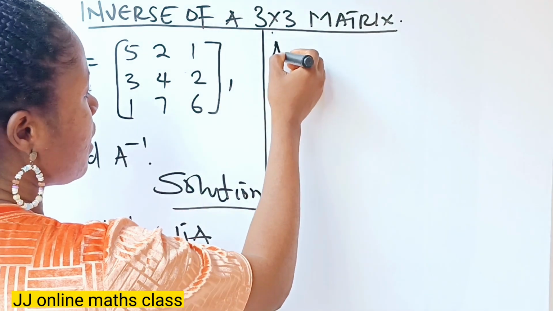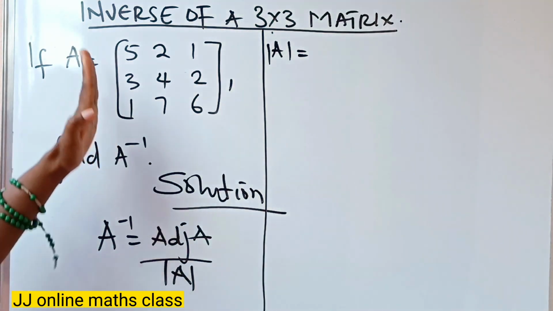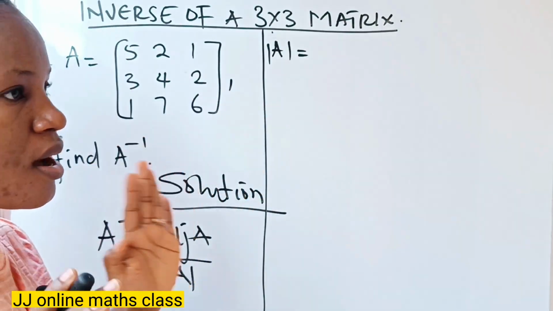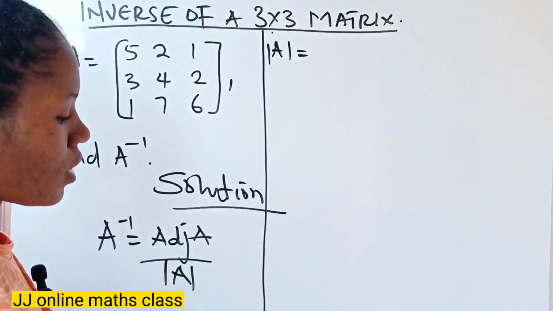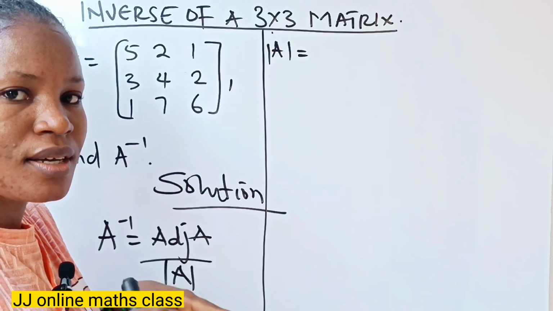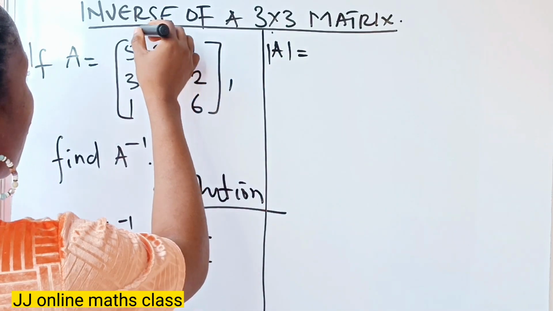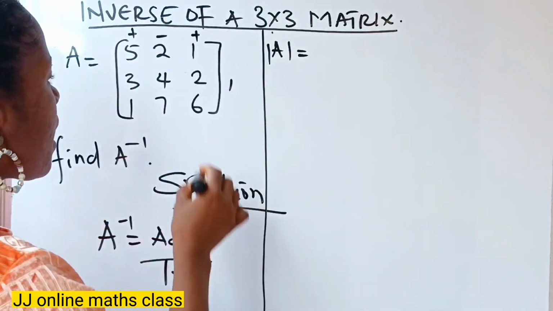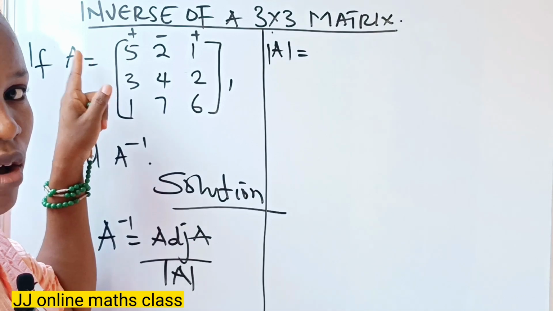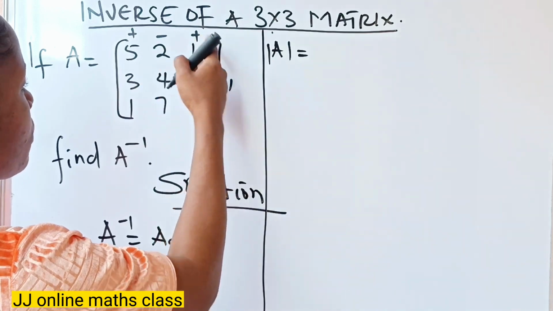To find the determinant of a 3 by 3 matrix, we need to find the cofactors of the first row. Just look and see how I'm going to do it. If you don't understand what I'm saying, check the video that I just referred you to so that you understand better. You are going to have plus, minus, plus. I also explained in that video how we obtain these signs.